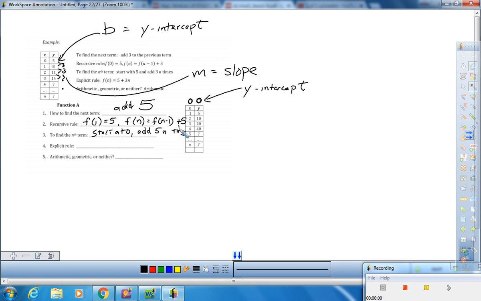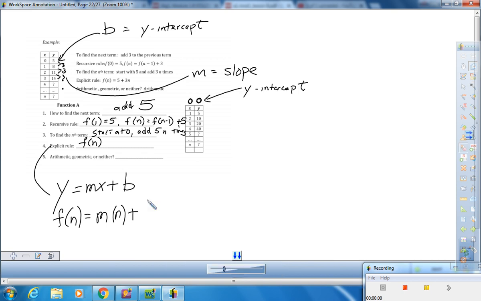Okay, so what's the explicit rule? F of n, well remember, this is y equals mx plus b, or f of n equals m times n plus b. Okay, same thing. So, what is our slope? Our slope is 5. And our y-intercept is 0. Okay? And this is arithmetic.